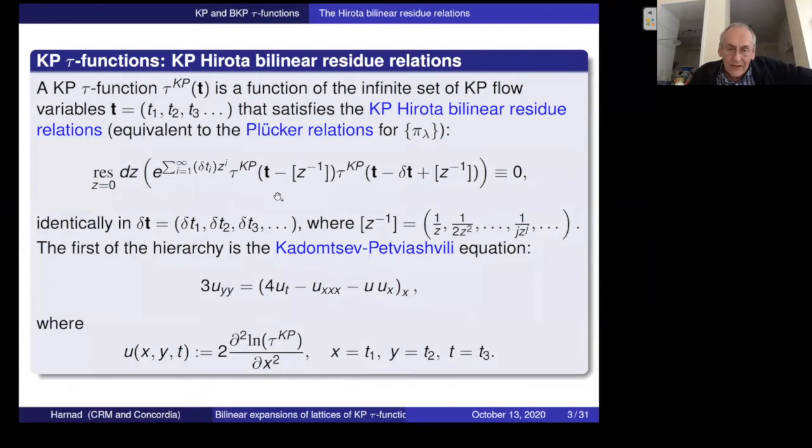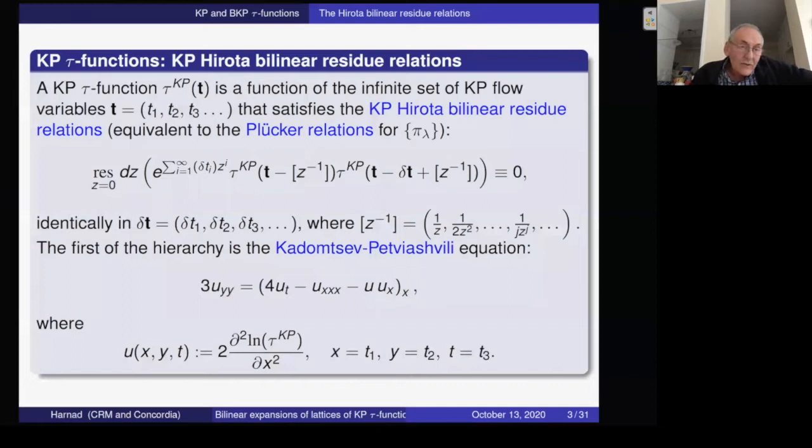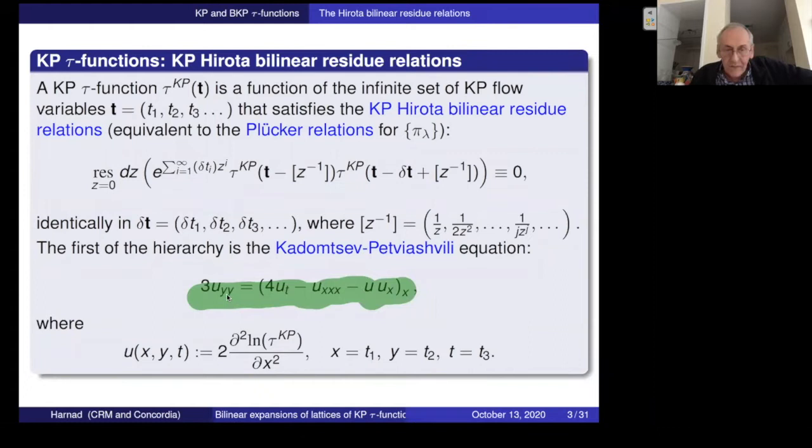And the very first equation, when you expand this out, the first non-trivial equation is the so-called famous Kadomtsev-Petviashvili equation, which is here. Most of you have seen this before. And it is the sort of nucleus of the whole hierarchy. There's an infinity of other equations, but notice that only three variables enter. What we call y, t, and x, so really the first t1 variable is x, the t2 variable is y, the t3 variable is t, and the quantity here is a second logarithmic derivative of the tau function.